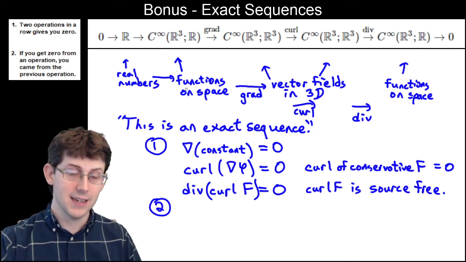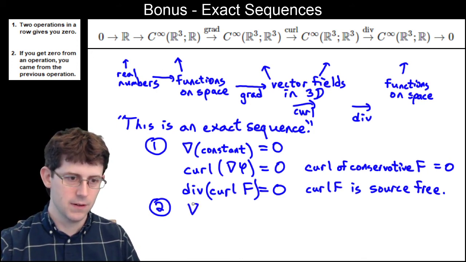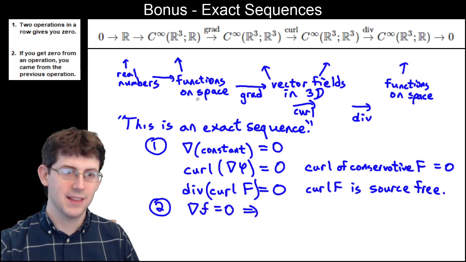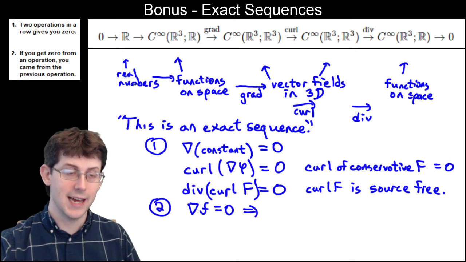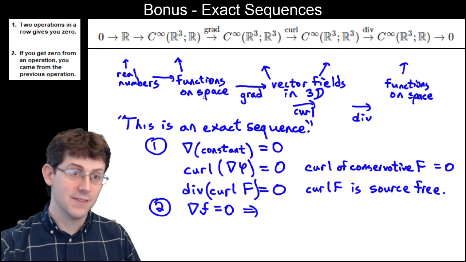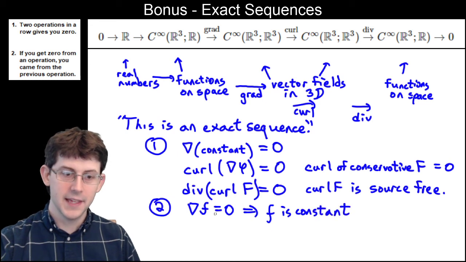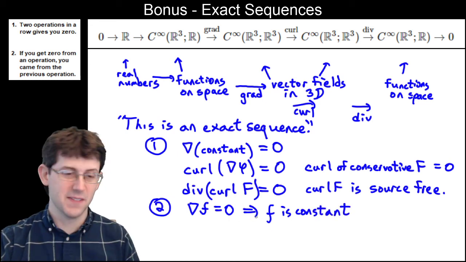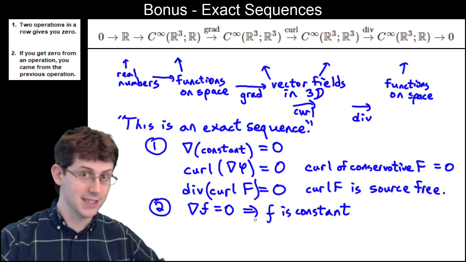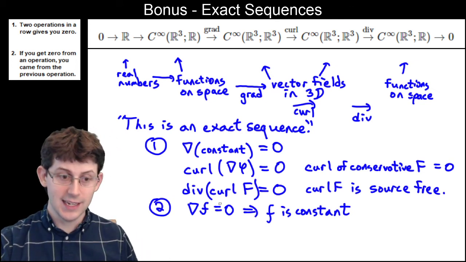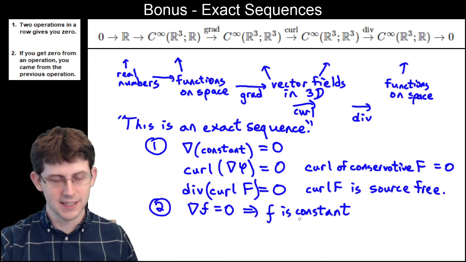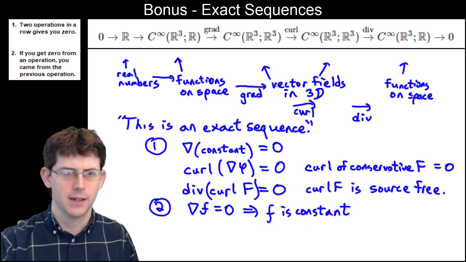If you take the gradient of a function and it equals 0, that means that the function actually came from the previous slot. So the gradient of a function equals 0 means that the function is actually a constant function. This is like the Calc 1 fact, that if the derivative of a function is 0, then the function is a constant function. Here, if the gradient of a function is 0, the function is a constant function, and that's true.